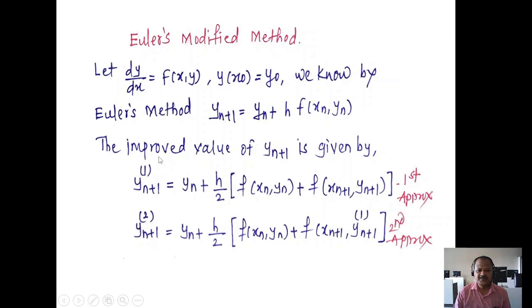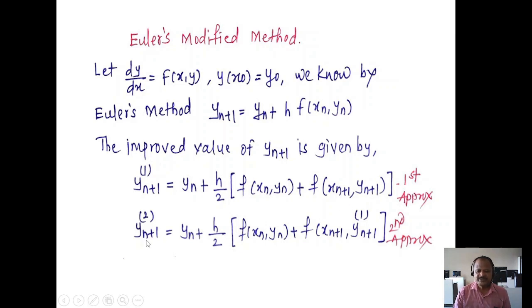Then the improved value of yn plus 1 is given by the first approximation, yn plus 1 raised to 1, is equal to yn plus h upon 2 into the bracket f of xn comma yn plus f of xn plus 1 comma yn plus 1. This is the first approximation.